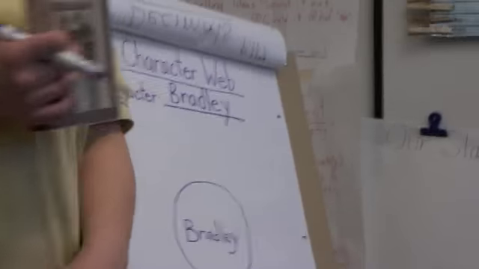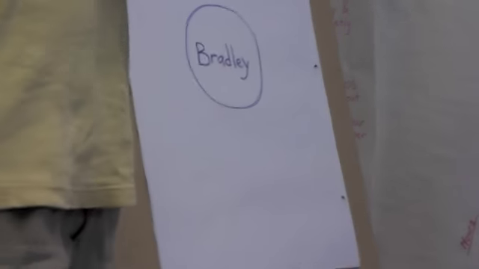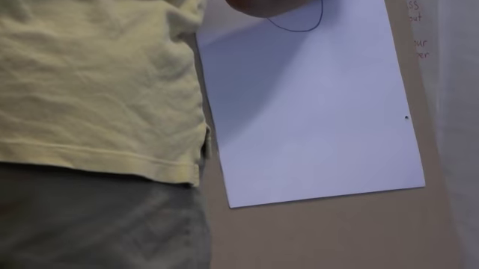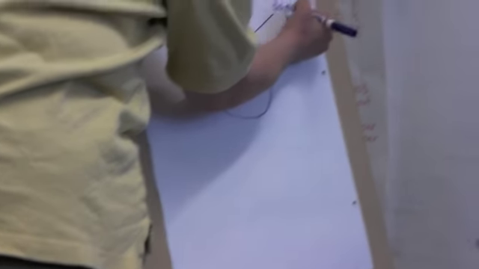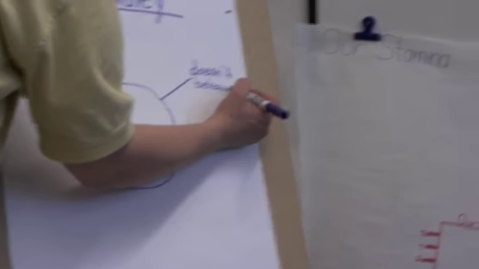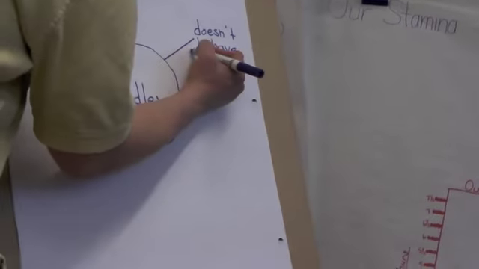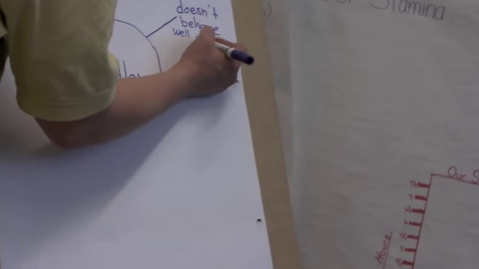So, what do we know about Bradley? Think about the character of Bradley. What do we know about him? Yes? He doesn't really behave that well. Okay, so he doesn't, and I'm going to draw just a line off. He doesn't behave well in the beginning. Oh, okay. He doesn't behave well in the beginning.